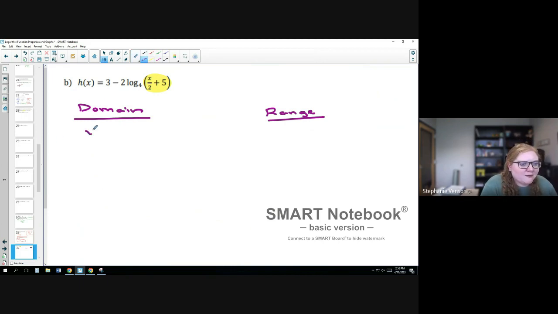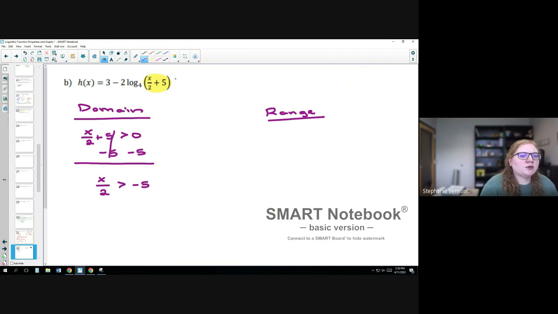So we're going to have x over 2 plus 5 is greater than 0. Okay, I'm going to see if I can get this to fix. There we go. That's what I wanted. So you can start solving that if you know how to. But the first step would be to subtract 5 from both sides. So you would have x over 2 is greater than negative 5.